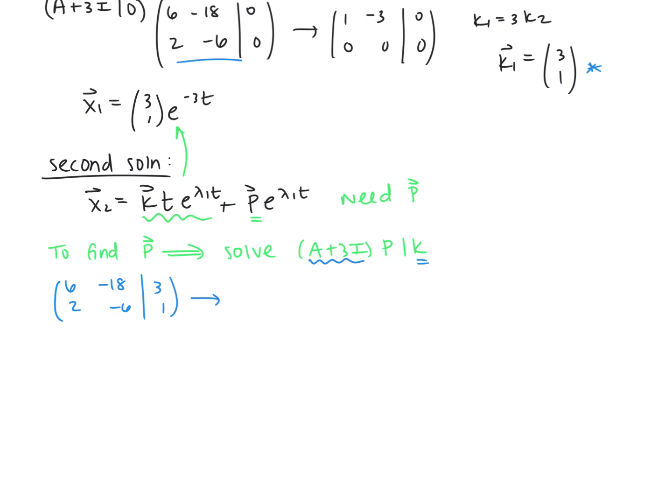So what I'm going to notice is, again, they're still constant multiples, so I still get zeros on this bottom row. But now on that top row, when I divide by 6, I get 1, negative 3, and 1/2.